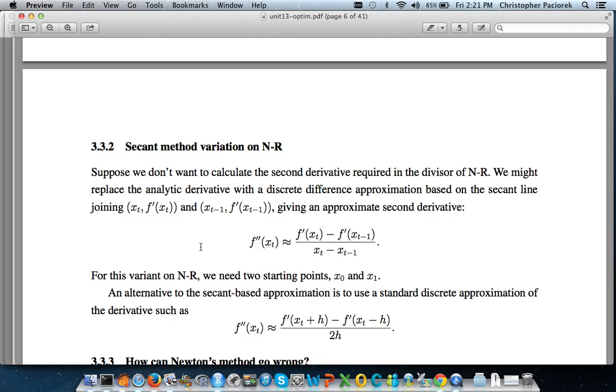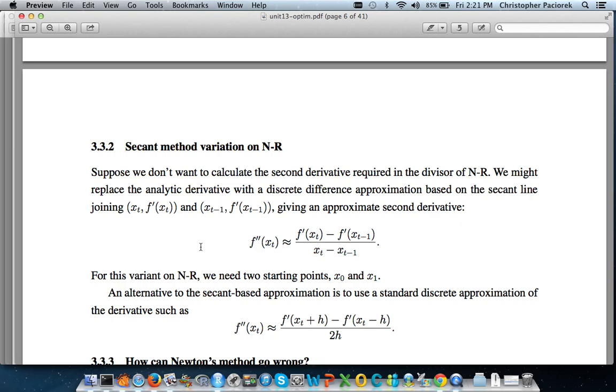the derivative. In this case, I'm talking about computing the second derivative, which gets used in computing the Newton-Raphson update. So we could do a finite difference kind of numerical estimate of the derivative. We'll talk about that some in a couple weeks, about different ways to do this.